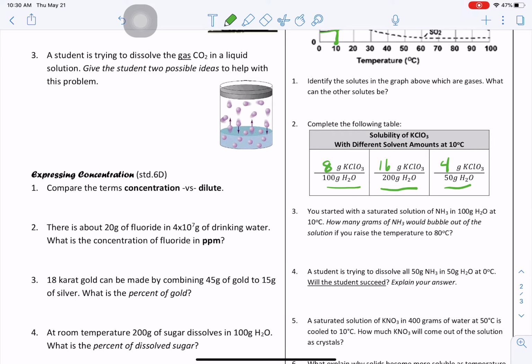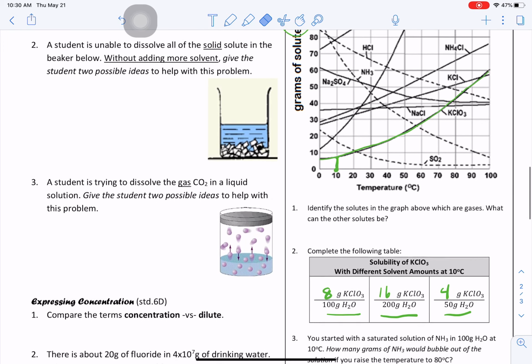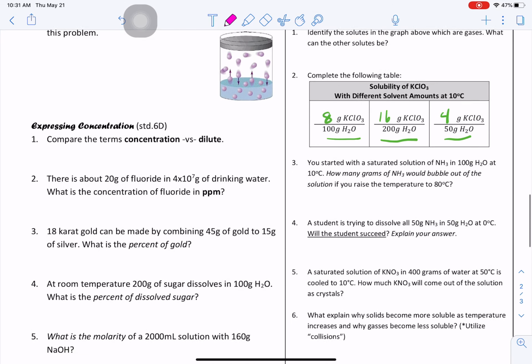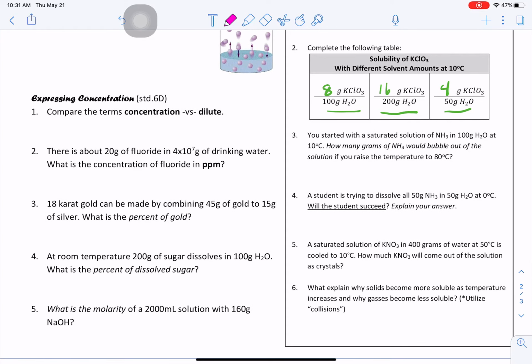Now, the next one, number 3. You started with a saturated solution of NH3 and 100 grams of H2O at 10 degrees Celsius. How many grams of NH3 would bubble out of the solution if you raised the temperature to 80 degrees? This is a good question. I like this question. You've got to identify a couple of things. Let's do pink this time. It says saturated solution, so we're looking at where it is on the line: NH3 in 100 grams of water at 10 degrees Celsius.